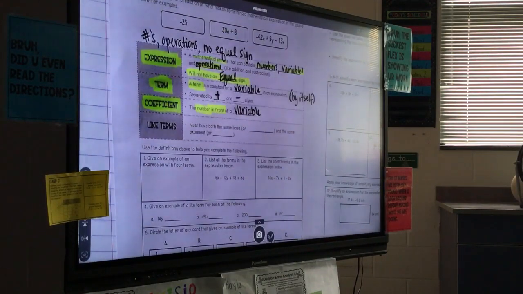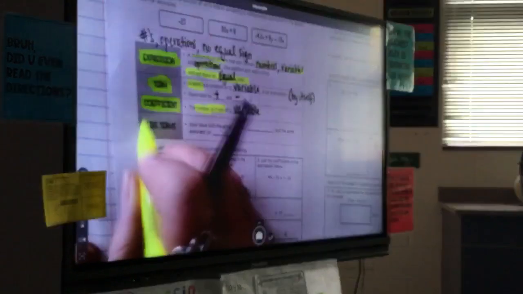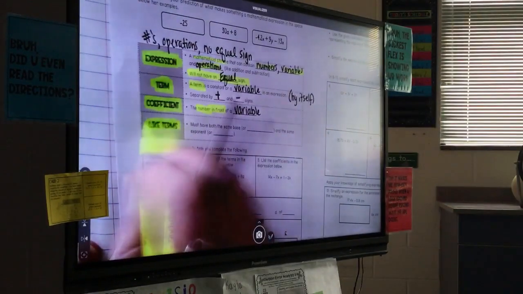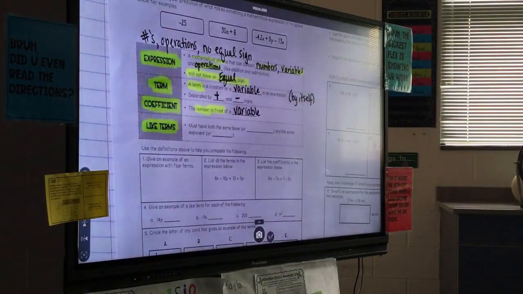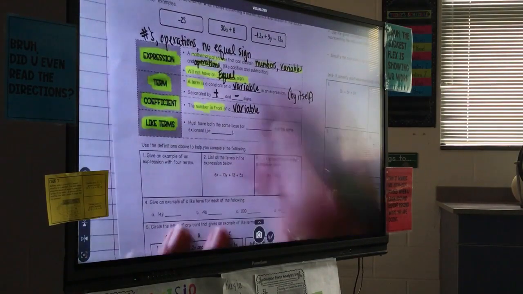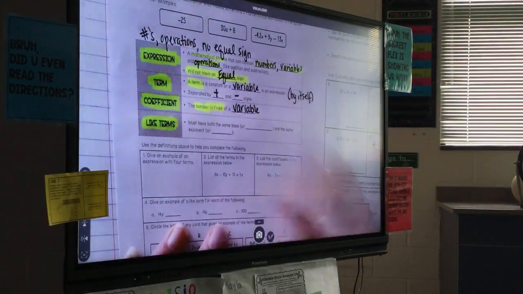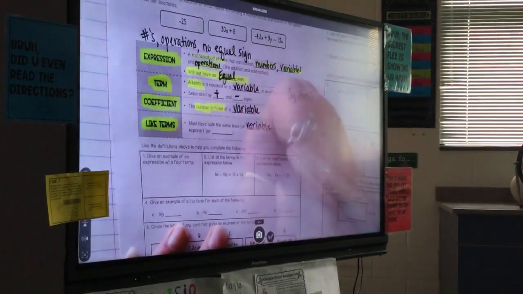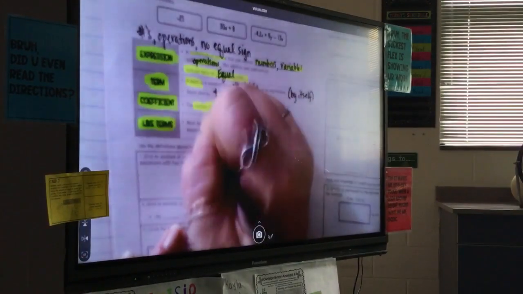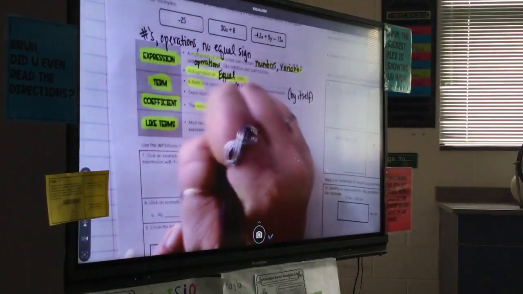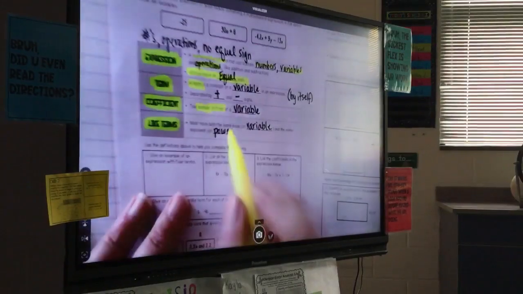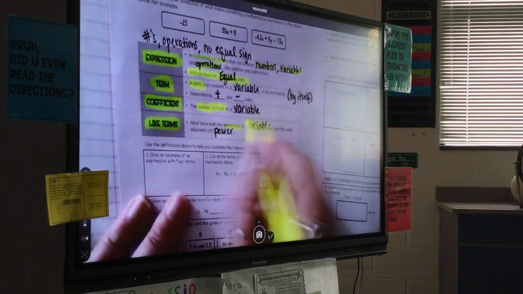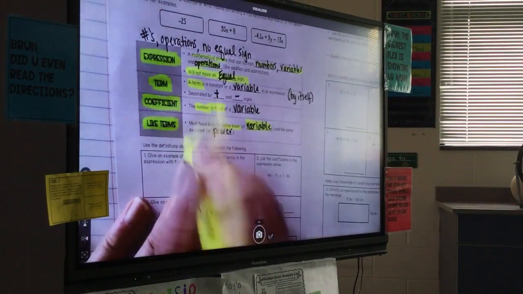And then like terms. And this is where your different colors are going to come in today, because I'm a very visual person, and that is how I teach. And when we're finding like terms, we're going to make them the same color. Okay? So it says they must have both the same base or variable and the same exponent or power.